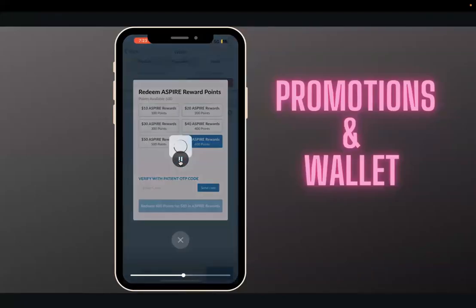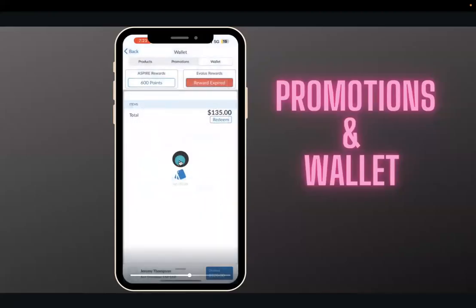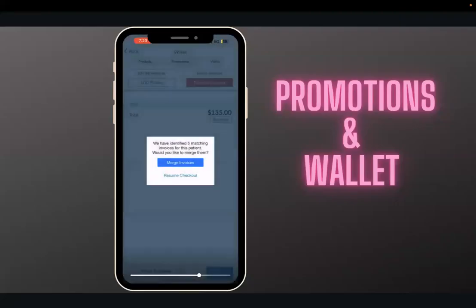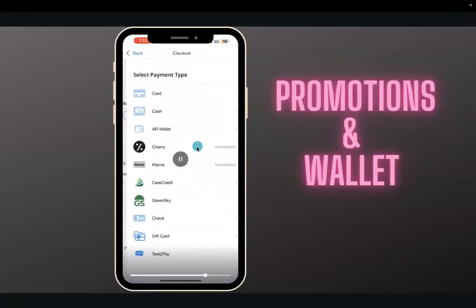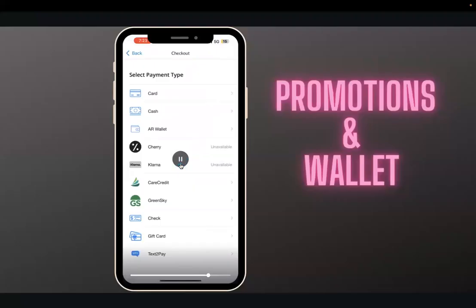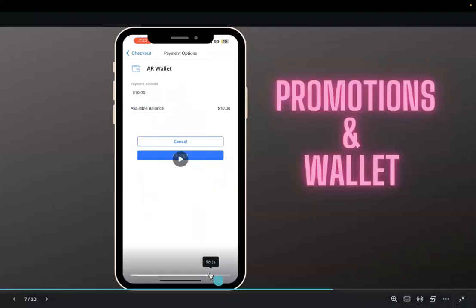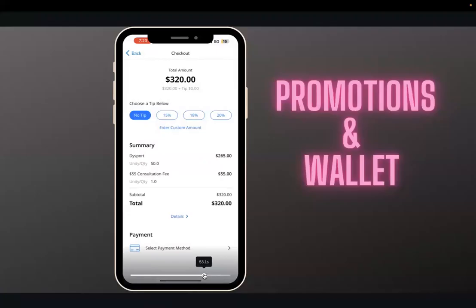And when I do that, I'm then going to send the patient the code. And then I will type in the code to that little graphic right there, and it will take that $60 off. So fully integrated, which is great. All right. And then this patient also has $10 in their AR wallet. So I'm going to show you how you could utilize that.